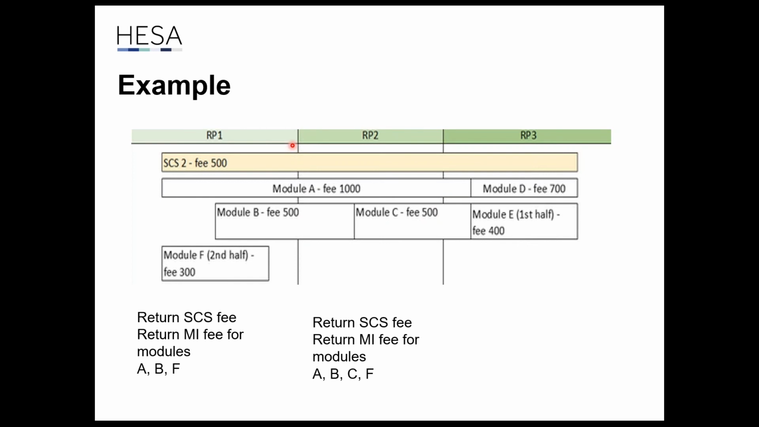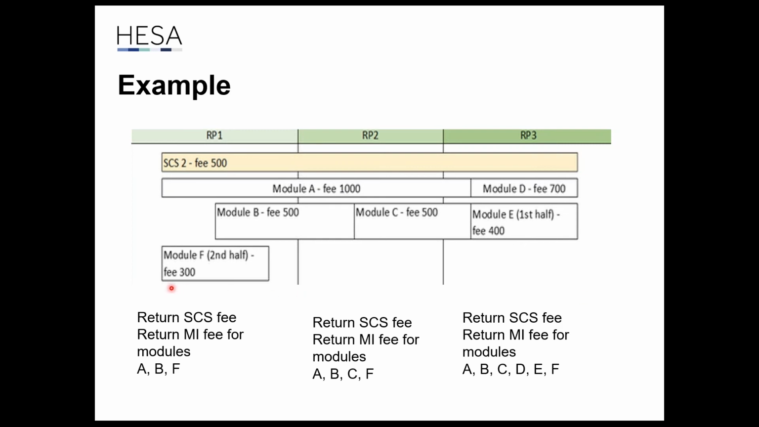But because of that rule I said about continuing to return a module instance, we're also going to have module F included in there. So we're building up a picture of all the modules across the student course session. Even though this one's ended, it's continuing to be returned in this reference period. So that by the end of the student course session in RP3, we've still got that student course session fee returned, and we have got all of the modules that the student engaged with as part of that student course session returned. So they're all included and returned in that final reference period.